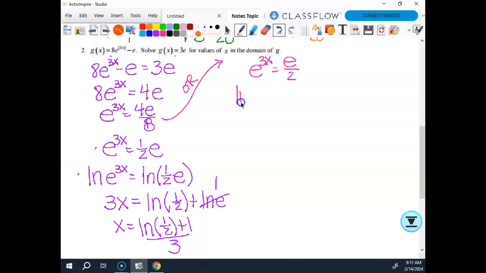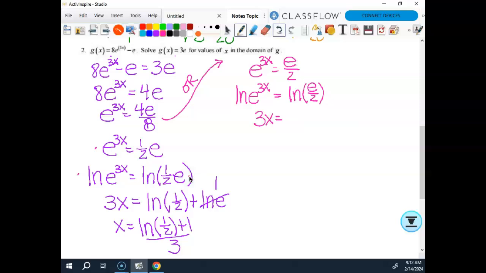So I'm going to take the natural log of e to the 3x. You don't get to just put 3x there. Does that make sense? Like you have to show that you're actually taking the log. And that's equal to the natural log of e over 2. But the natural log of e to the 3x power is just going to give me what? 3x. And that's going to be equal to, so now instead of having a product, I have a quotient.